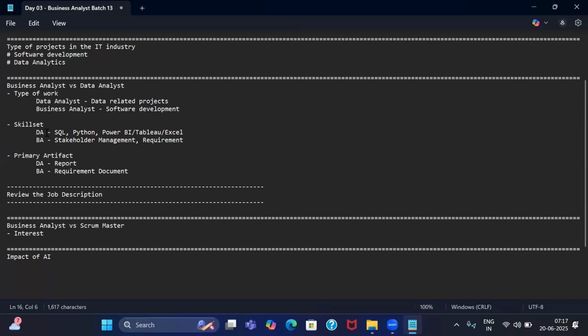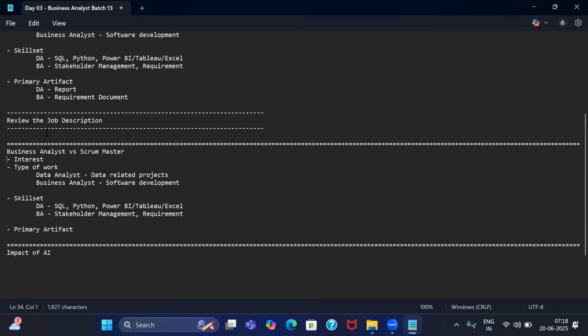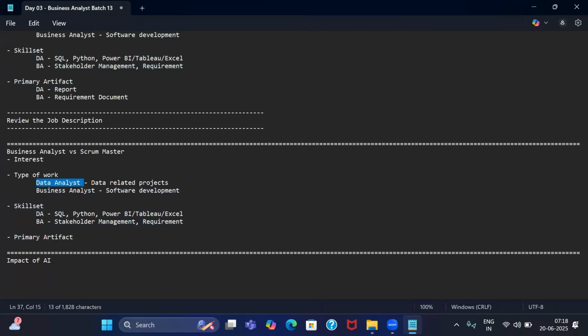So again, we will first start with the skill set. We'll try to cover what type of work is needed. Now, a scrum master or a business analyst, what type of work will they be majorly undertaking? A scrum master can be working in a software development project or a data related project. Both can be handled by a scrum master. But within that project, what a scrum master majorly will be doing is team management.